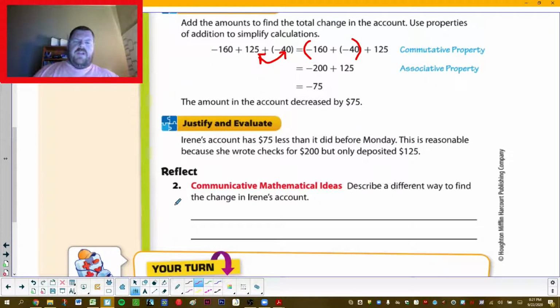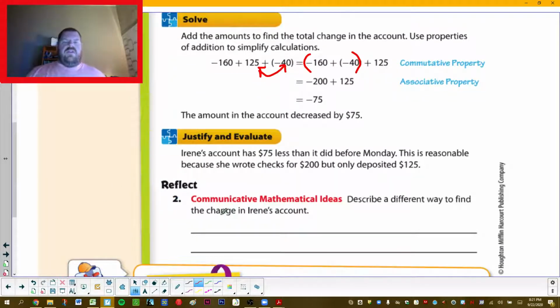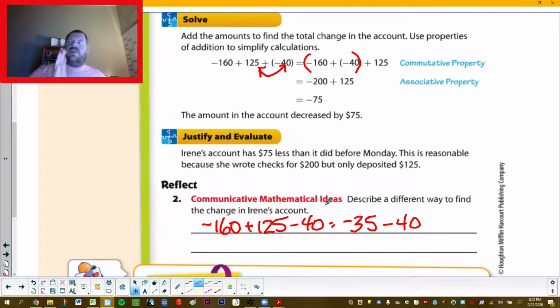So describe a different way to find the change in Irene's account. It would just be that same idea that I wrote down. It would be using a subtraction problem. Negative 160 plus 125 minus 40 instead of plus negative 40. And in doing that, you're going to be forced to go from left to right. And when you add these, you get negative 35. And then that's a minus 40. And if you think about a number line, you start at negative 35 and you go left 40 more, you're going to get to negative 75. So it all works out in the end if you do it from left to right.